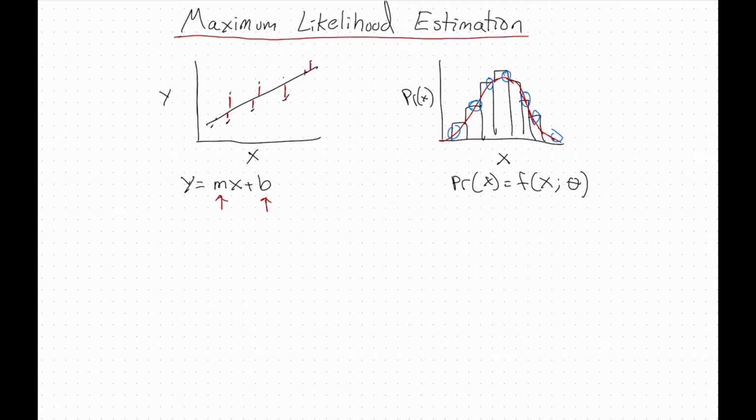Here the theta is meant to capture whatever those parameters are. Those could be the mean and variance of a normal distribution, for example. What separates maximum likelihood estimation from just simple regression is that it explicitly incorporates the fact that you're using probability distributions. So maximum likelihood estimation, or MLE for short, really focuses on data coming from probability distributions.